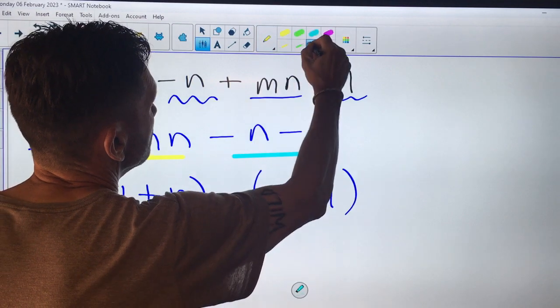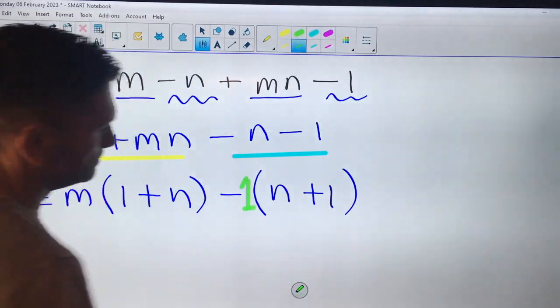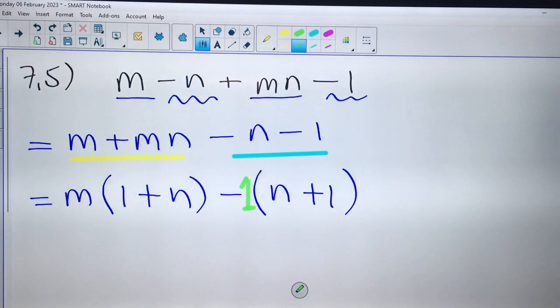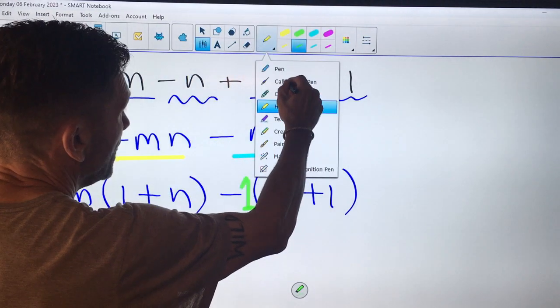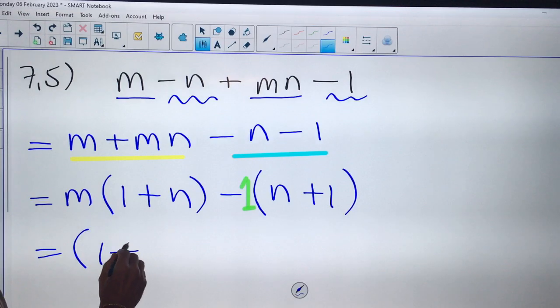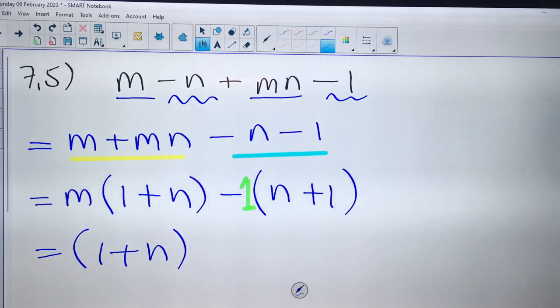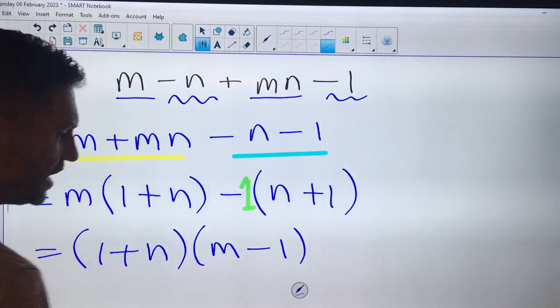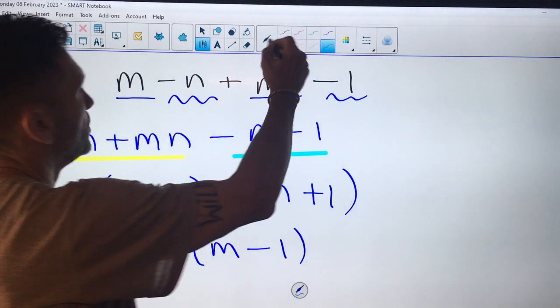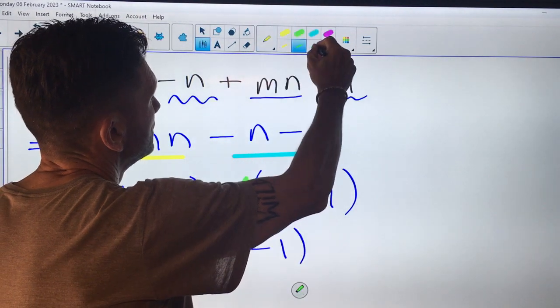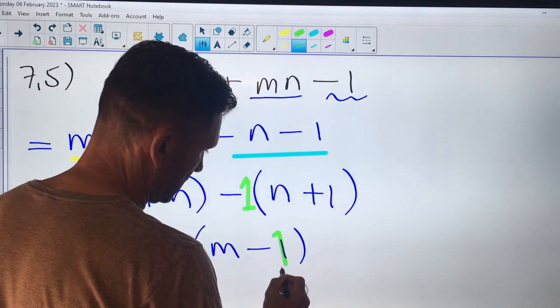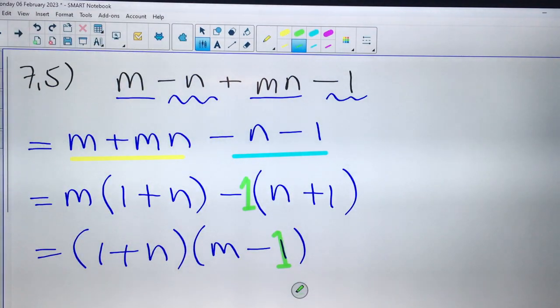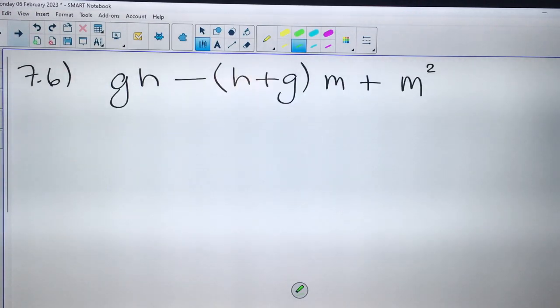Just keep in mind that over here we have a 1 in front. Don't forget that one, or in this case more specifically a minus 1. So here we go with 1 plus n or n plus 1, doesn't matter which way around you have this. And then we are left with the m minus the 1. That minus 1 is something that always catches a person out. That is the one that I got from there. But hopefully if you see it many times, you will not get it wrong.